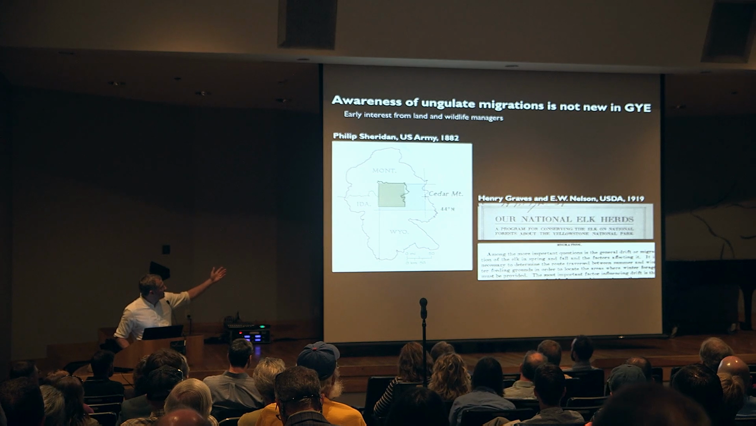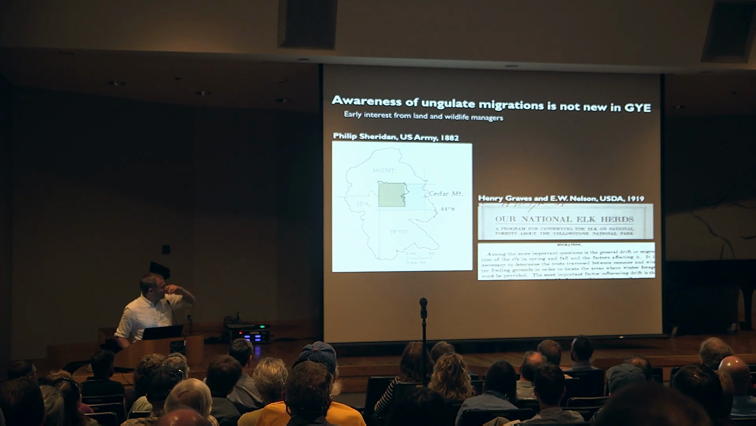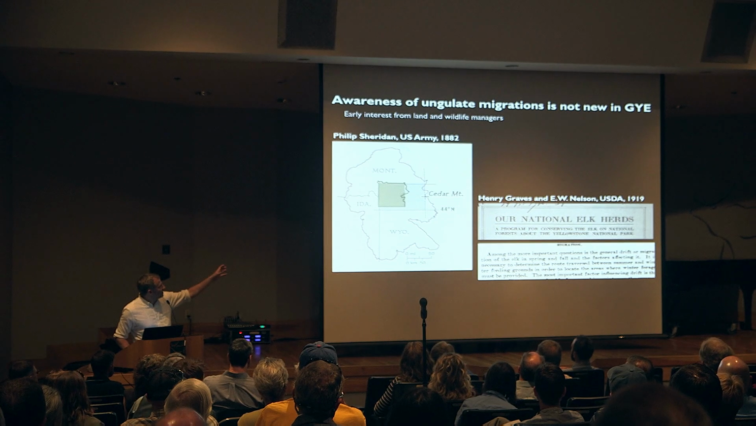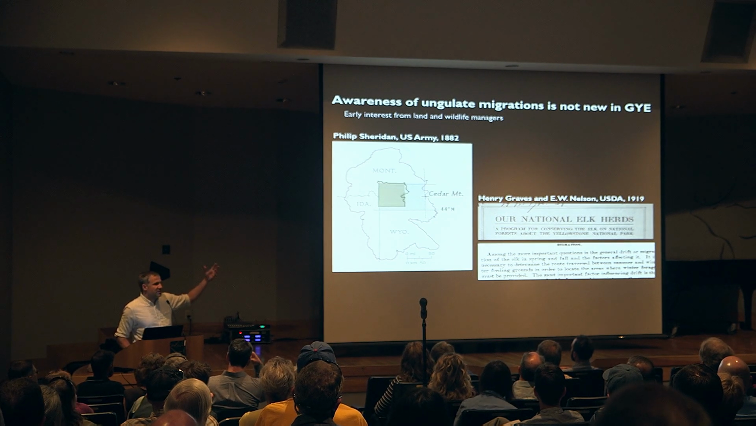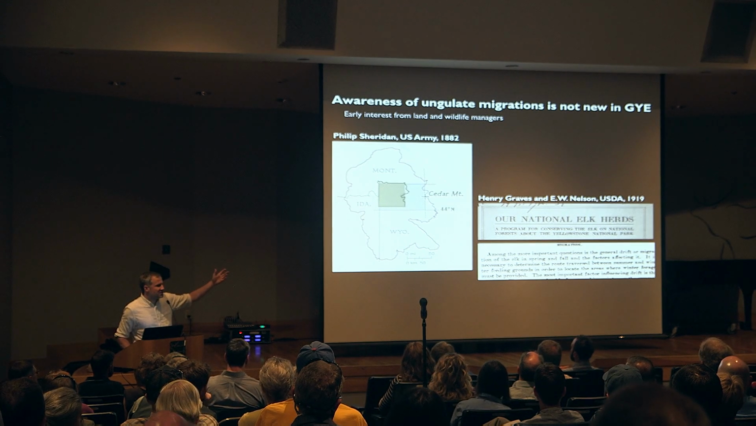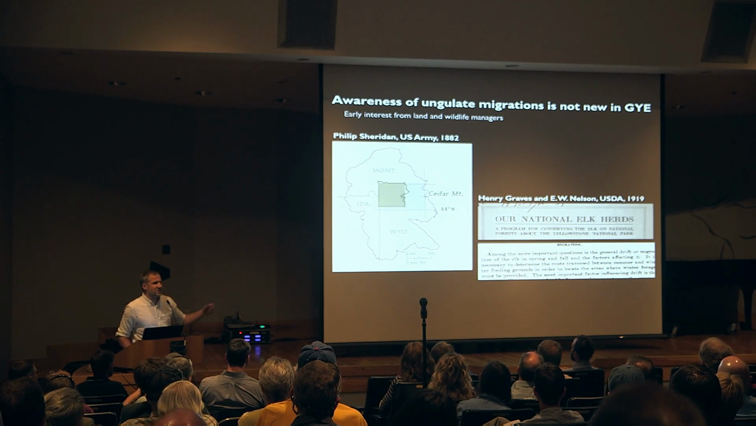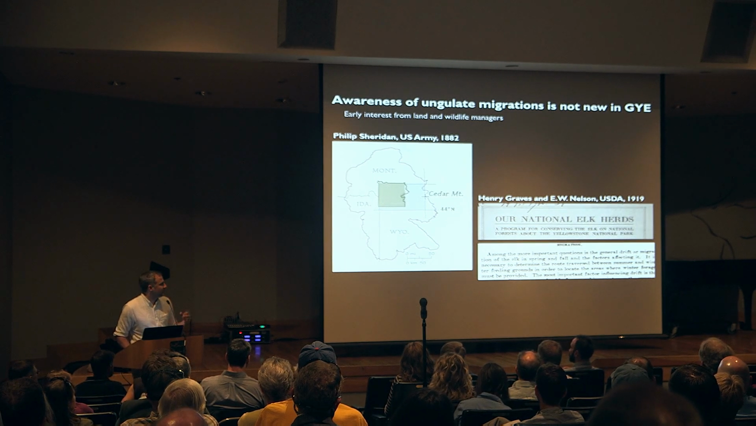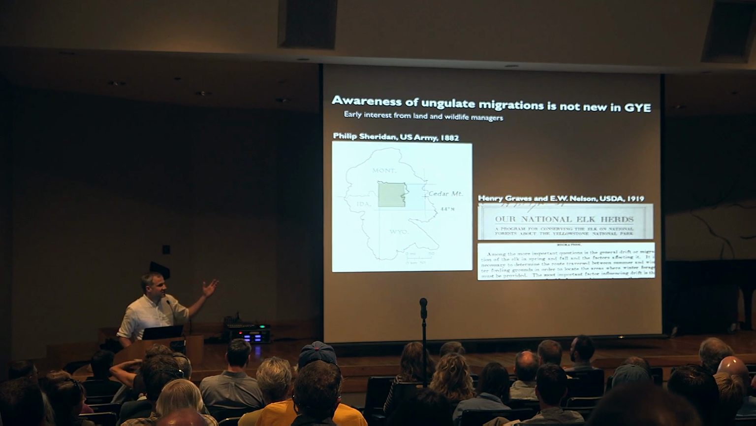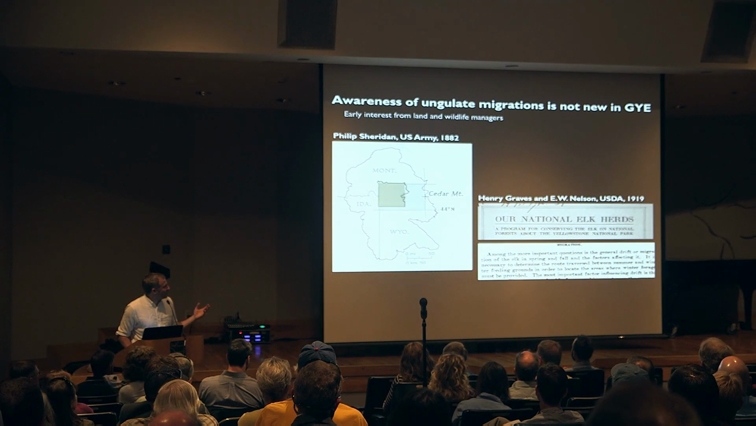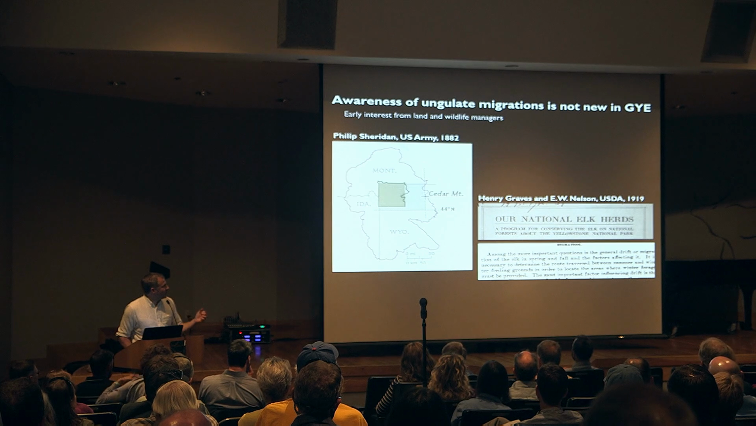On the left, you're seeing a picture from Nat Geo's coverage of the request U.S. Army General Philip Sheridan, one of the first managers of Yellowstone during the Army years, made to Congress in 1882 to expand Yellowstone National Park to encompass the full year-round ranges of key elk and bison and other populations. On the right, a USDA circular from 1919, where leaders in the USDA and Department of Interior were saying, a key thing about these animals in the system is migration.